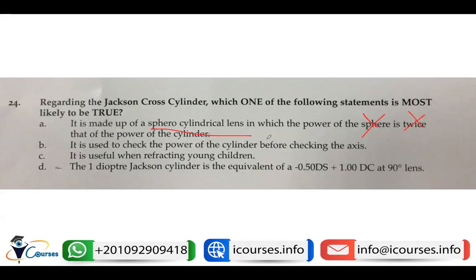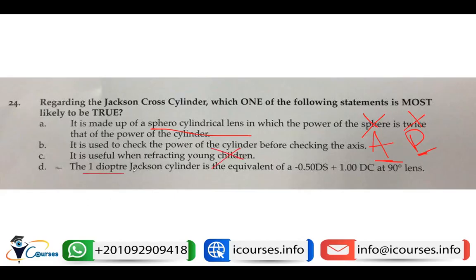This is not correct. We said that A comes before P. So axis is first, then power is second. It is not useful when refracting children because it needs cooperation, and usually children are not cooperative.